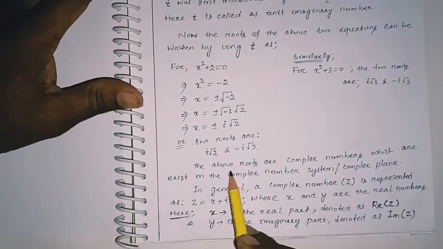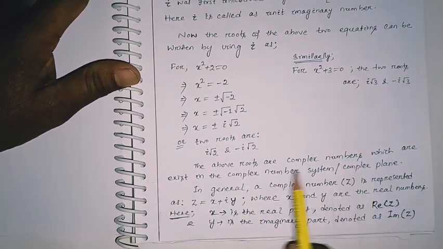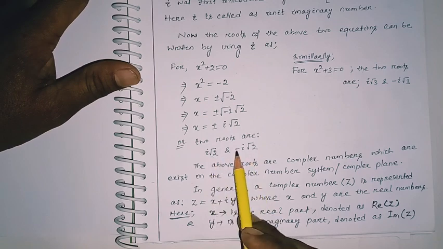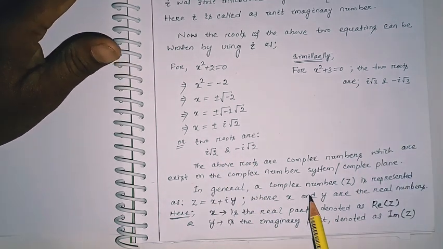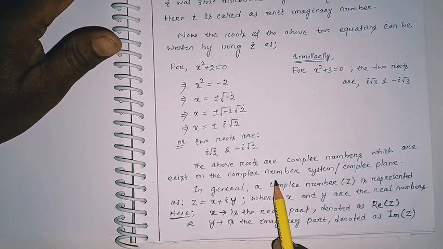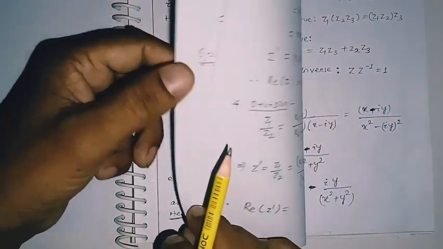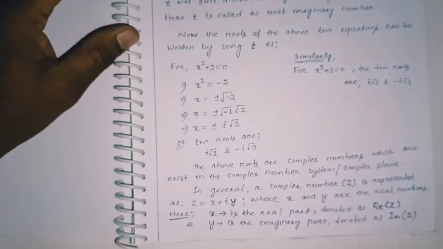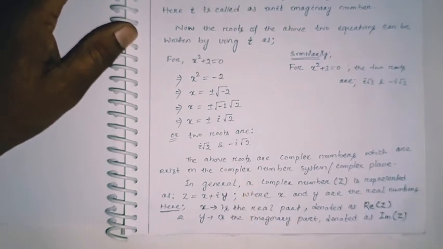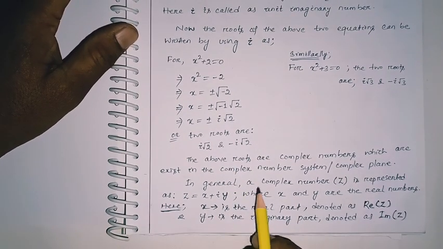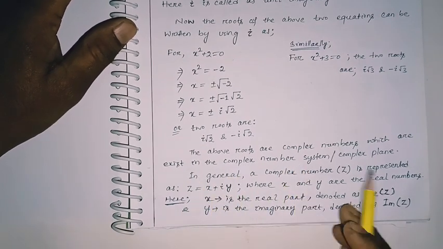The above two roots are complex numbers. These two roots are complex numbers which exist in the complex number system or complex plane, which we are going to discuss later in our discussion.